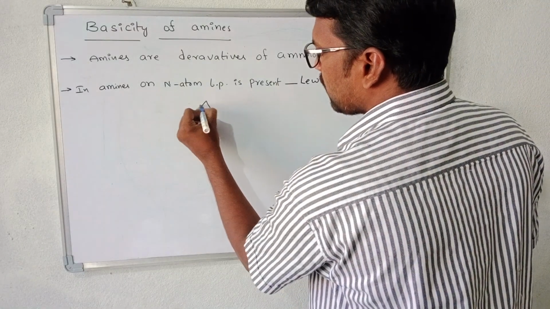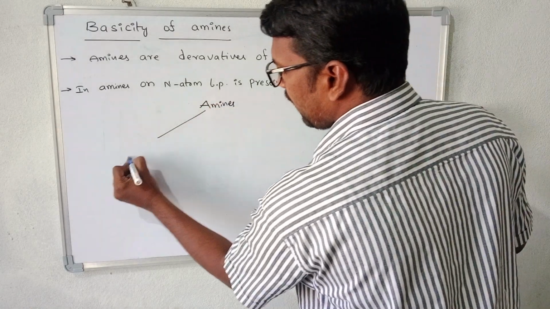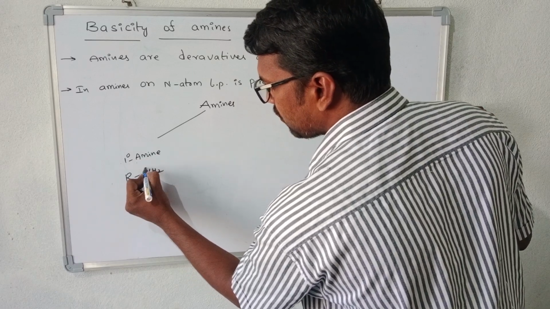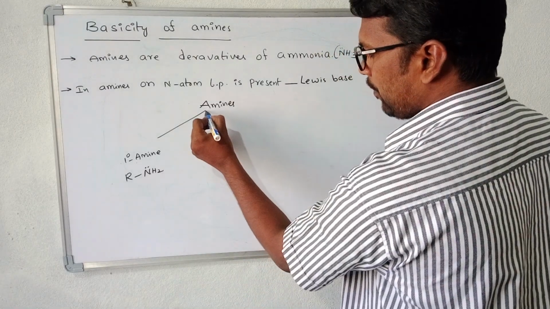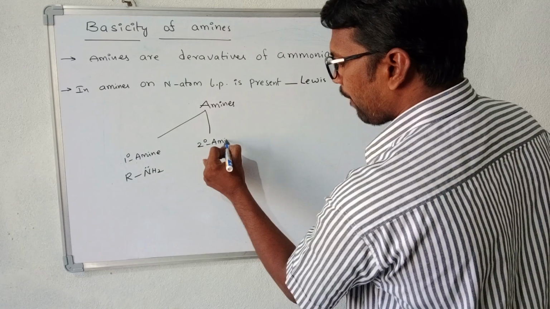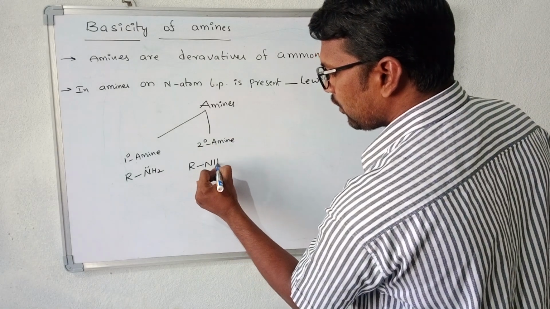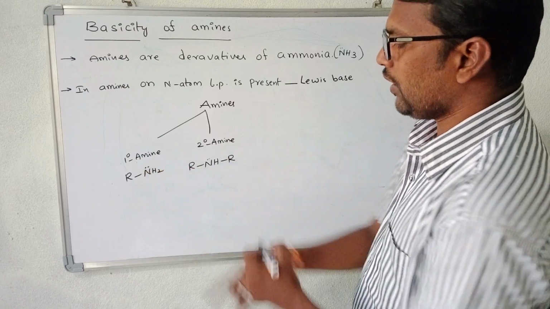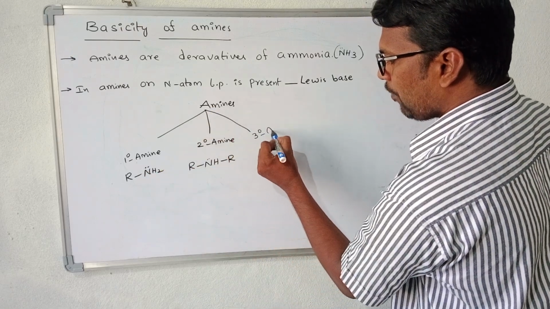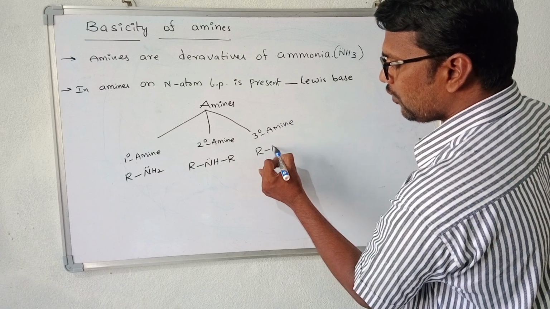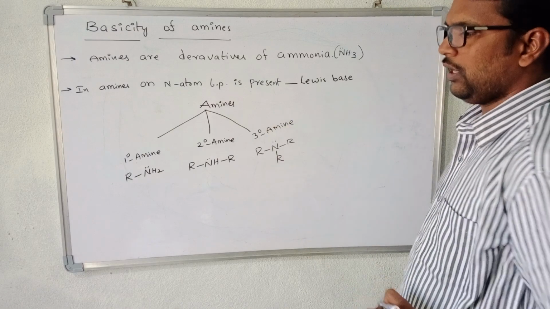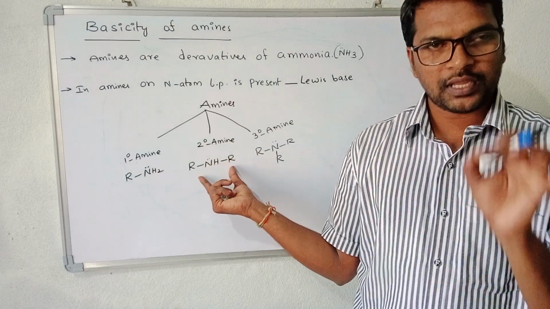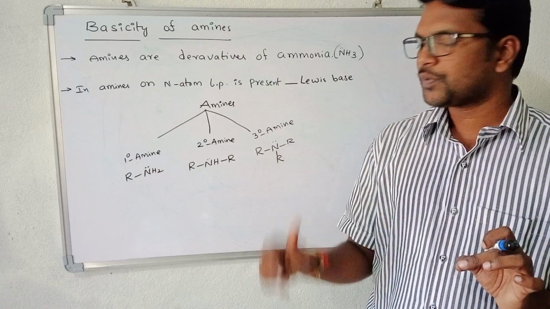That's why amines can act as Lewis bases, because on the nitrogen atom one lone pair is present. When you study amines, they are generally classified into primary amine, which we write as R-NH2: here an alkyl group and NH2 are present. Secondary amine has two alkyl groups on nitrogen. Another type is tertiary amine, where three alkyl groups are present on nitrogen. So primary has one alkyl group, secondary two, and tertiary three alkyl groups attached to nitrogen.